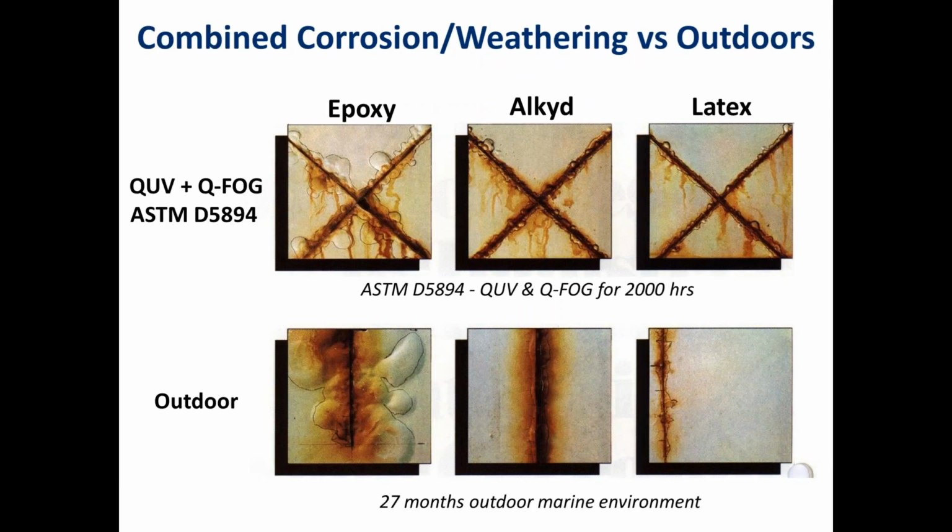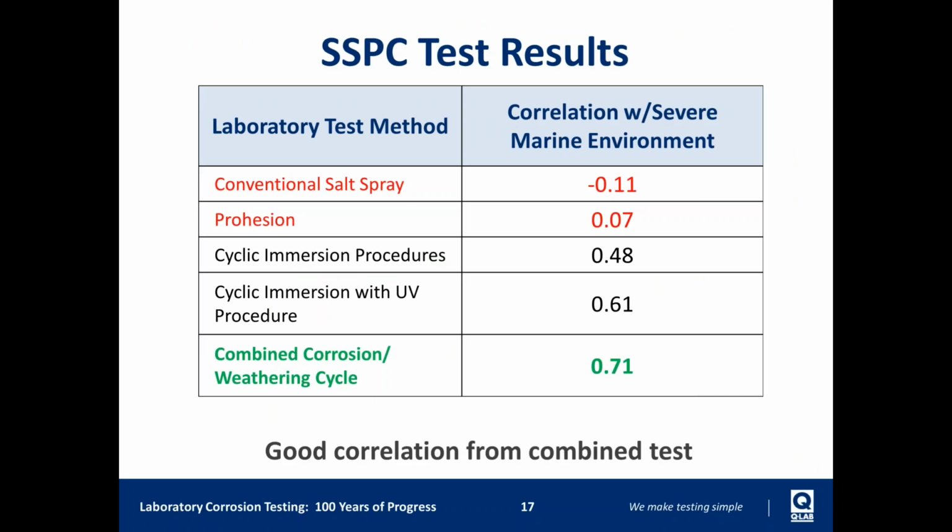And so here are a couple of samples that were pulled out of it. When looking at this, the top shows the performance in the accelerated testers, and the bottom shows the outdoor exposure. And as you can see, even though the results aren't exactly the same, latex was the best performer, the alkyd was a little bit worse, and the epoxy was bad and also had this blistering that didn't appear in the other two. And both tests showed this. And what they came out with is that this combined corrosion test cycle ended up having a rank order of about 0.7, which is pretty good for corrosion testing and weathering.